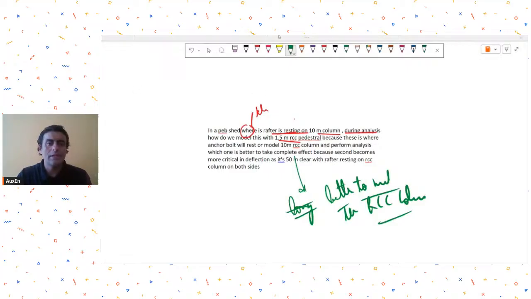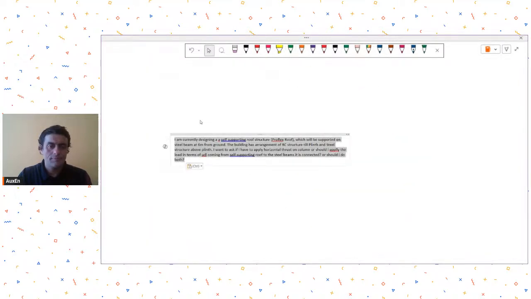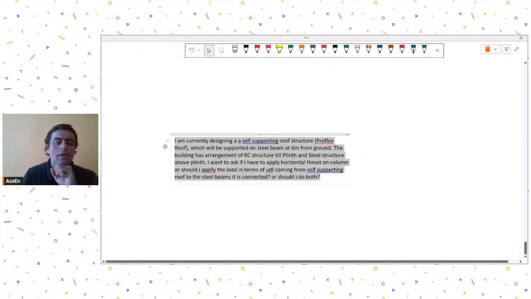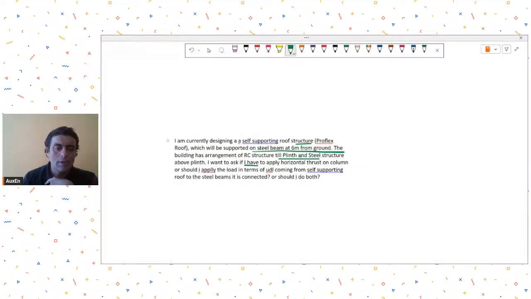I am currently designing a self-supporting roof structure, Proflex roof, which will be supported on RCC beam at 6 meters from ground. The building has arrangement of RCC structure till plinth and steel structure above plinth. I want to ask if I have to apply a horizontal thrust on column, or should I apply the loads in terms of UDL coming from self-supporting roof to steel beams, or should I do both?